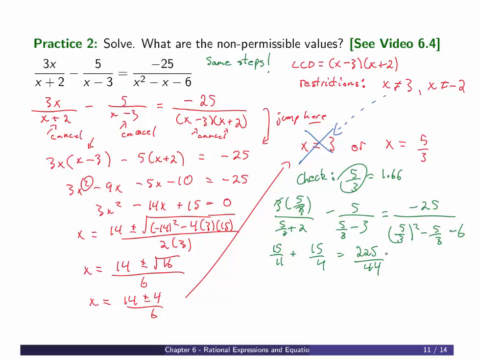Now, 15 over 11 plus 15 over 4 is also 225 over 44. I suppose you should only pursue this fraction path if you're really, really comfortable with your calculator fraction button. You can totally use this 1.66 and you're just going to get decimals. You're not going to have to worry about anything. I'm not worrying about common denominators here. My calculator is actually doing this for me.